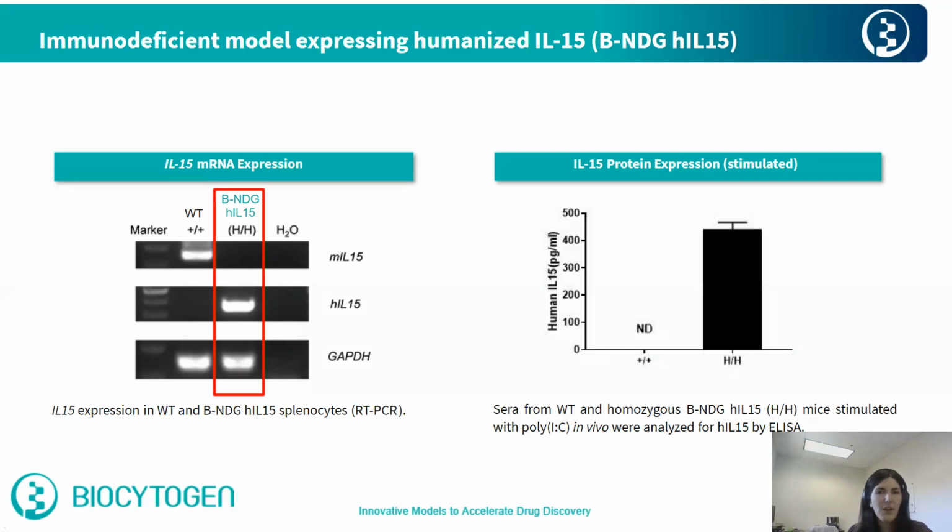Expression of human IL-15 in this model was confirmed both by mRNA expression on the left-hand side, where the mice were also confirmed to lack murine IL-15 expression. Similarly, expression of human IL-15 was detected from mice stimulated with poly-IC, and this was not detected in wild-type mice. Together, these data indicate successful generation of the humanized IL-15 model.